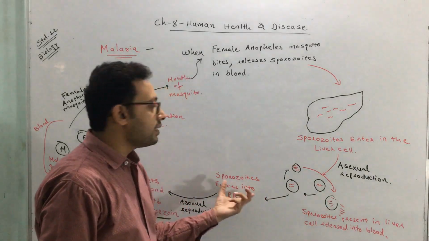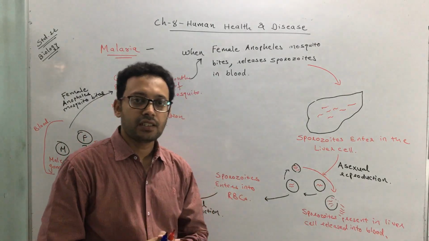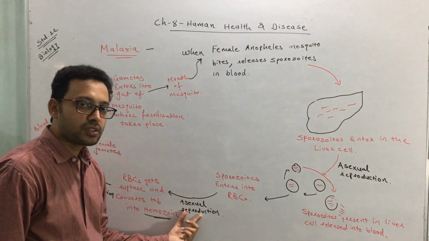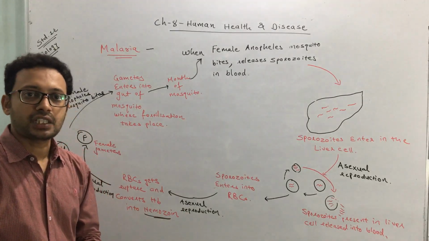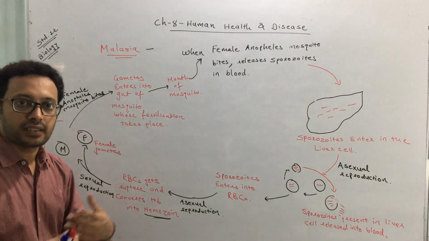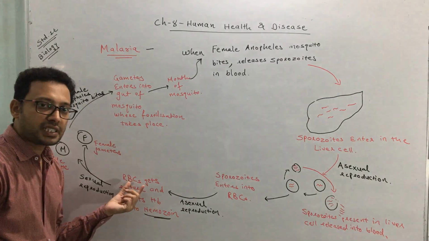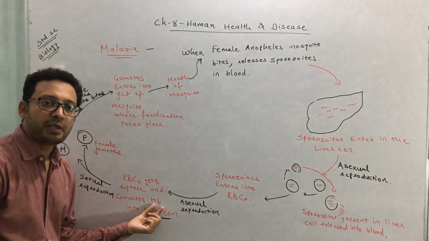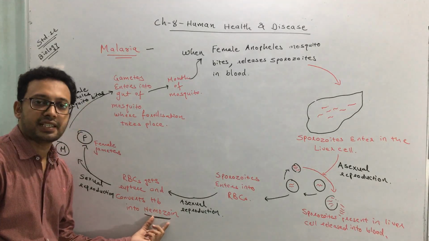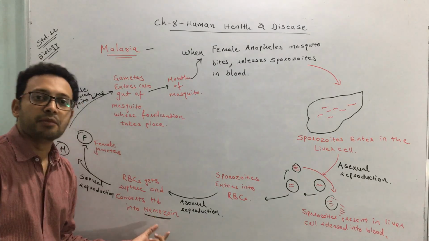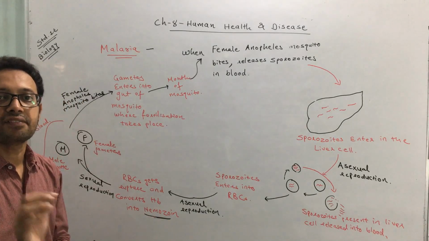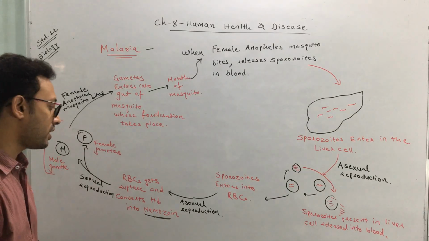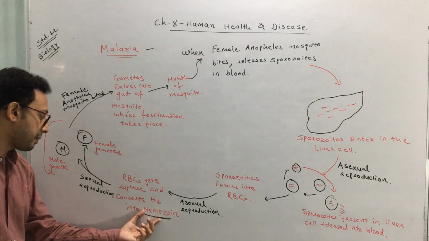Now in the blood, these sporozoids enter into the RBC, red blood cell. In a red blood cell, again it undergoes asexual reproduction. Obviously due to asexual reproduction, the numbers are increasing, they rapidly multiply. Same like the liver cell, here the RBC also gets ruptured, and they also lead to a conversion of hemoglobin present in RBC into a toxic material called hemozoin. This hemozoin is responsible for causing the chills and fever, which recurrently occur every 3 to 4 days. Okay, this is one of the signs and symptoms of malaria.